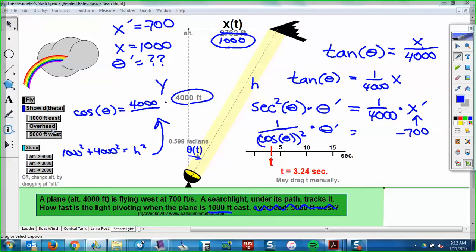4,000 divided by that, that's cosine theta. I can stick that right in there. I can multiply that over. I got theta prime. Okay? So the rest of that's just simple algebra solving, right?